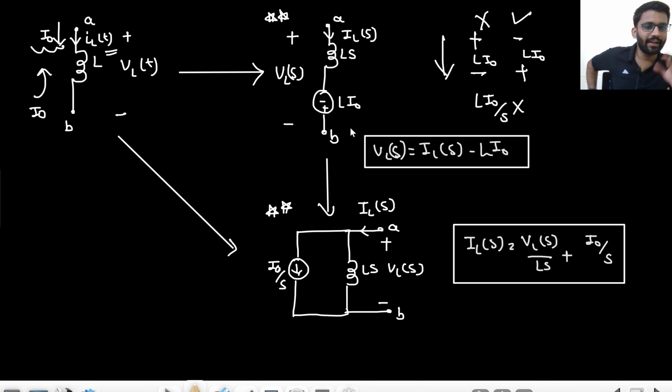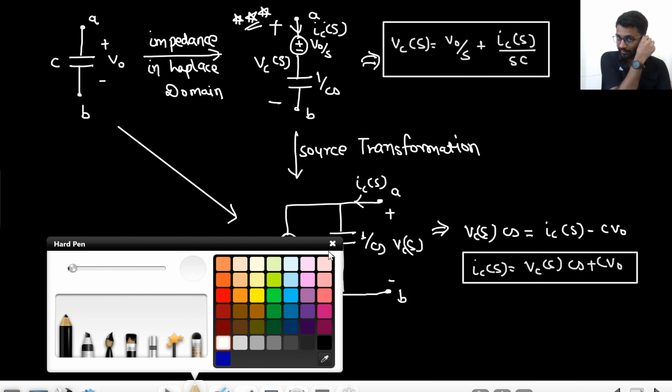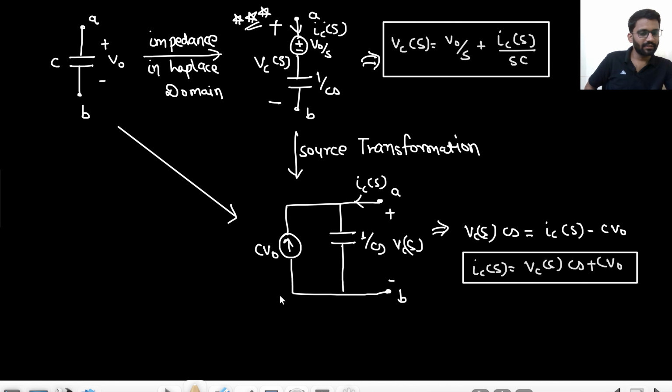You only need to write Li naught because this is an impulsive voltage source and this is a step current. Here this is an impulsive current source but a step voltage. So capacitor is the friend of voltage and inductor is the friend of current mainly. That's how you can understand.